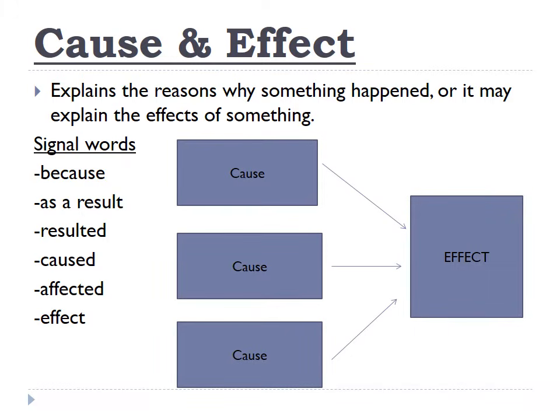The next type is cause and effect. Cause and effect explains the reasons why something happened, or it may explain the effects of something. Signal words that may help indicate if it is cause and effect include because, as a result, resulted, caused, affected, and effect. For example, if you were talking about a war in history class, there might be 3 causes of that war, and then there's an effect or an outcome of the war.